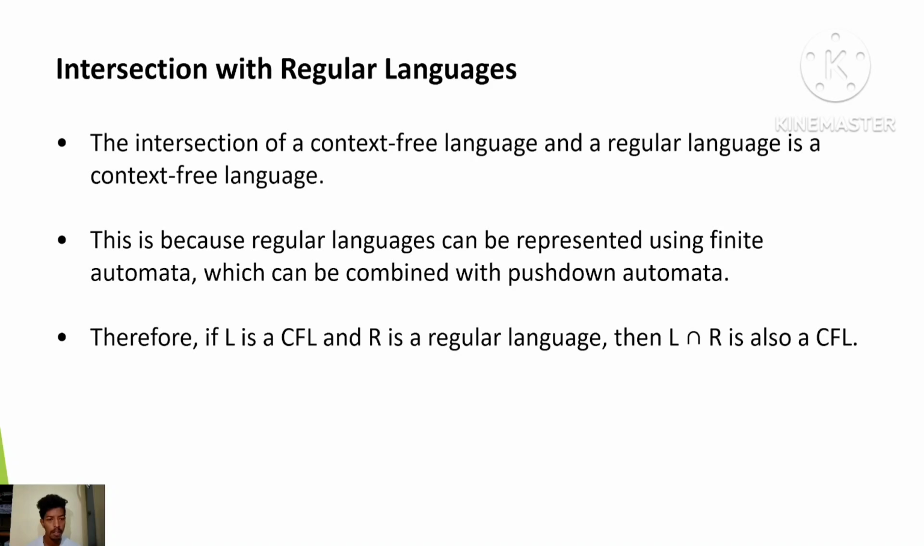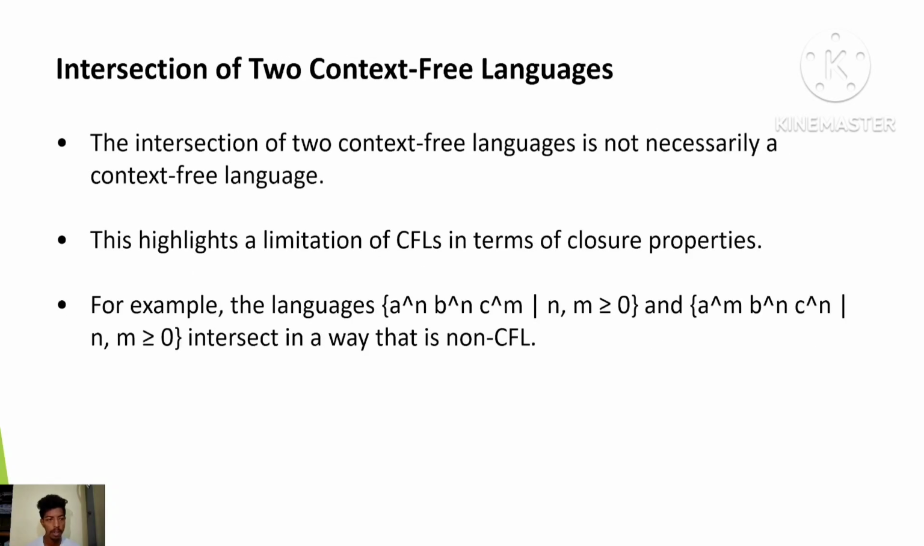Intersection with regular languages. The intersection of a context-free language and a regular language is a context-free language. This is because a regular language can be represented using finite automata, which can be combined with pushdown automata. Therefore, if L is a CFL and R is a regular language, then L intersection R is also a CFL.